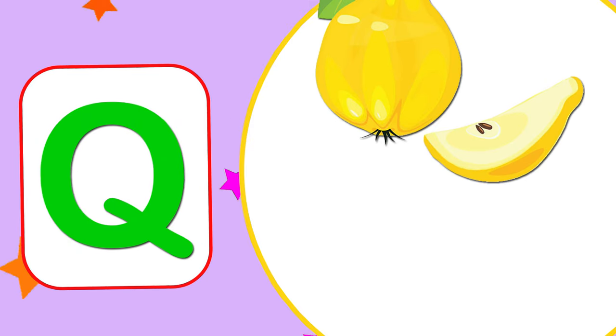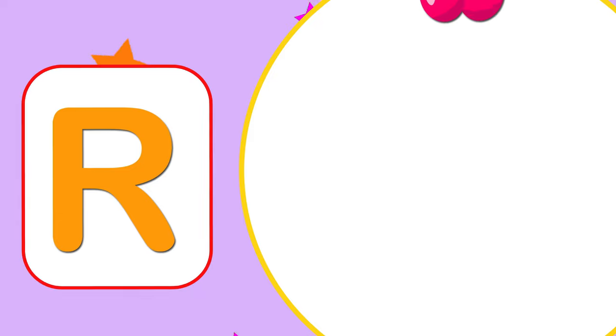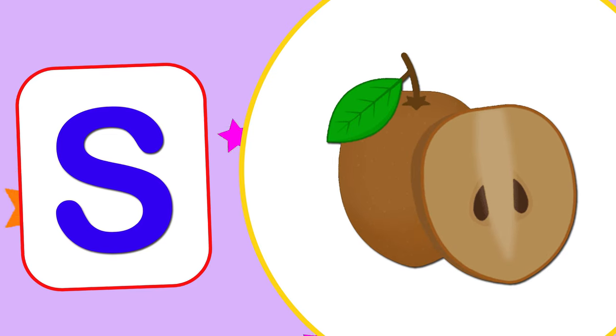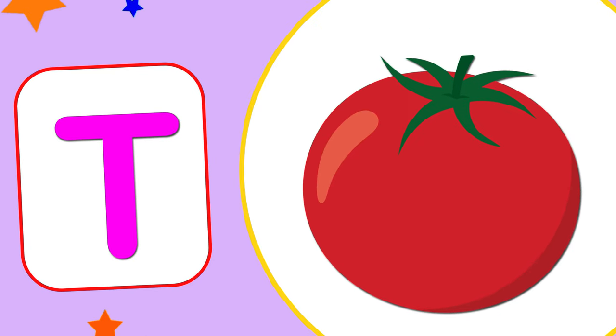Q is for Quince. R is for Raspberries. S is for Sapodilla. T is for Tomato.